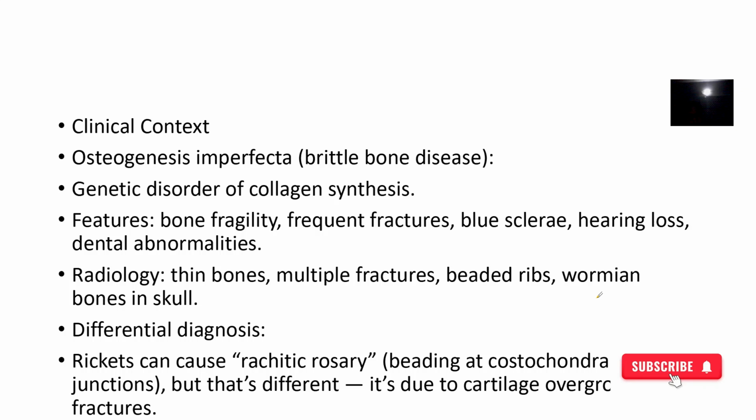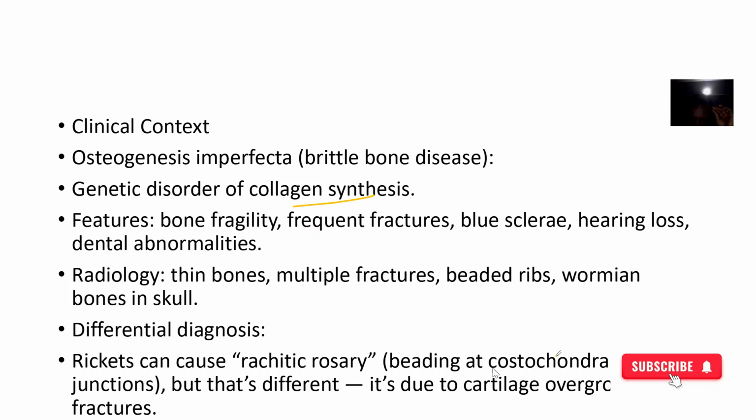So the context is associated with osteogenesis imperfecta, where collagen synthesis is reduced. So the bone is fragile, the fractures are frequent, the person's sclera is blue, there's hearing loss, and there are dental abnormalities. So there are thin bones, a lot of fractures, beaded ribs, and Wormian bones in the skull.